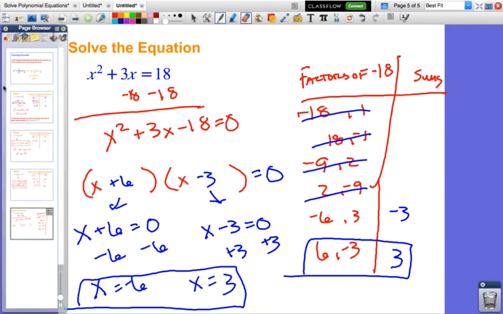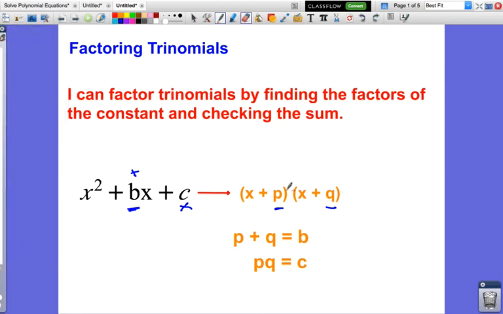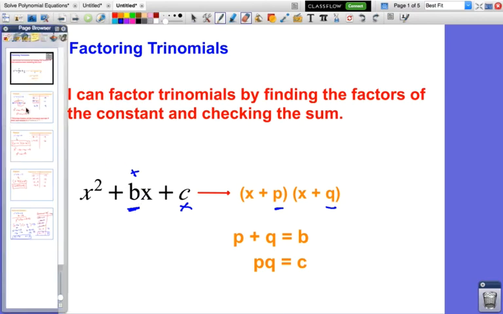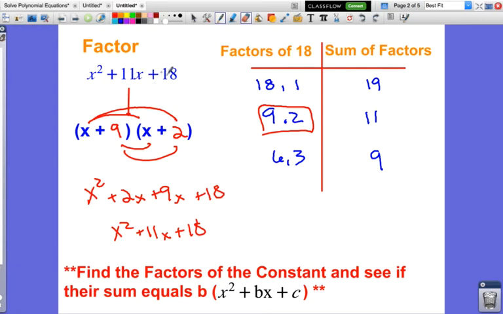So just remember, when factoring, the biggest thing is that when we have our two factors, we find the factors of the constant. So we have to factor out our constant first, and then the sum of the factors has to equal b. So for example, as we did in this first problem, I needed to find factors of 18 because this is my constant, and the sum of those factors has to equal the b in the middle.